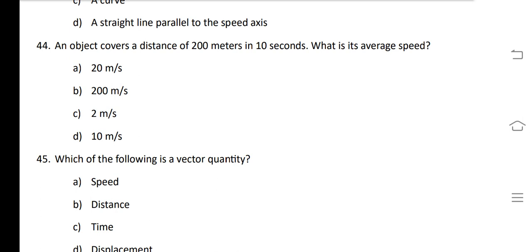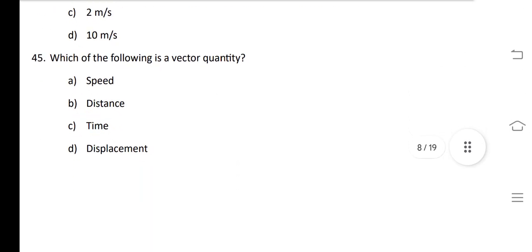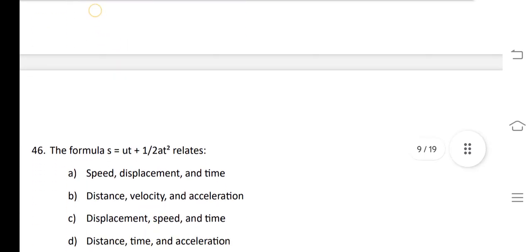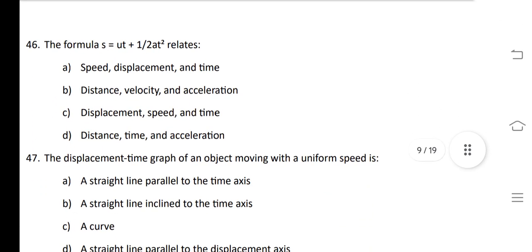Our next question is, an object covers a distance of 200 meters in 10 seconds. What is the average speed? For average speed, we will divide the distance with the time, that is 200 by 10. That will give us 20 meters per second. Answer will be A. Our next question is, which of the following is a vector quantity? That is displacement. So question number 46 is quite easy, can be done easily.